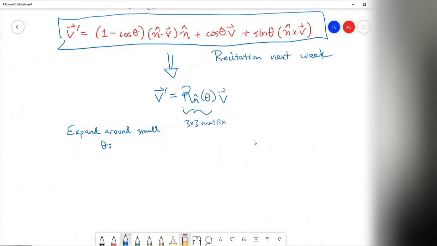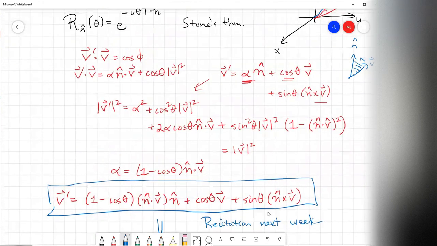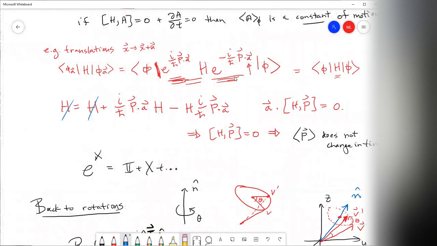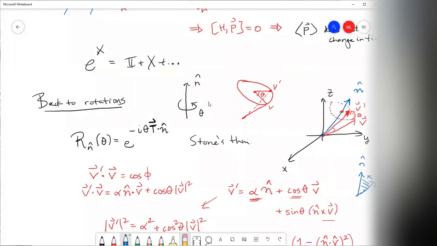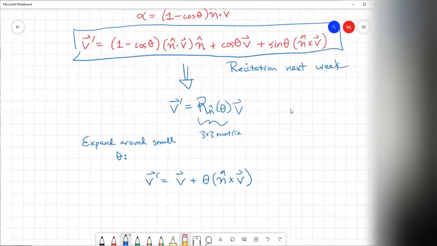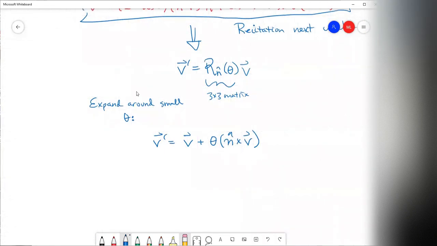So if you expand around small theta, what you get is that v prime is equal to v plus theta n hat cross v. So you see there's the identity, that's the rotation not doing anything, plus something that's proportional to theta. It's quite similar to the translations that we did. When you expanded around small translations, you got the identity plus something that's linear in the group parameter. In this case, it's an angle by which you're rotating. The same idea, except now you've got this complicated cross product here.